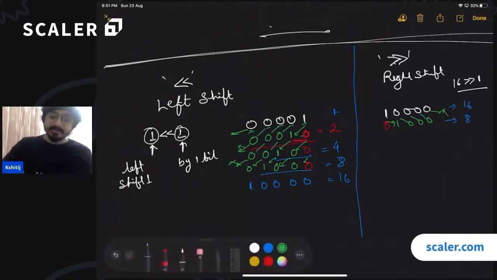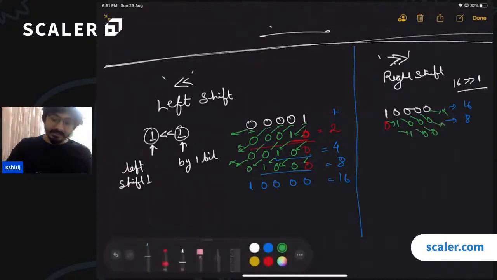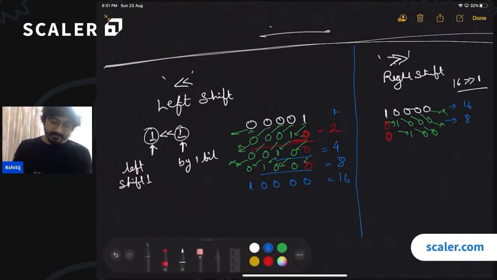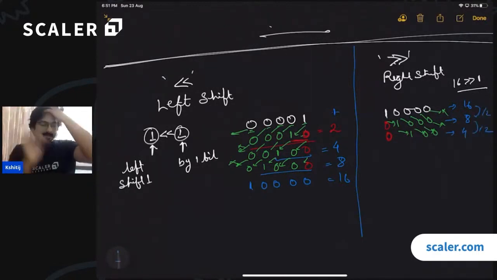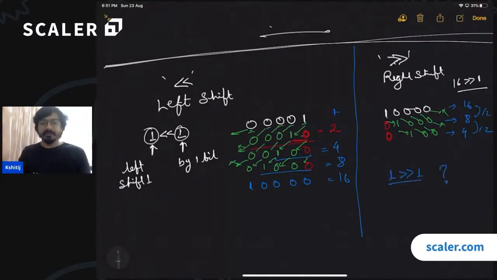In the next iteration, this 1 will come here, this 0 comes here, this 0 comes here, and this 0 is removed, and again you will be inserting a new 0 in the left end. What is this? This is nothing but 4. So now you can see that you are always dividing by 2, right? So left shift is equivalent to multiplying the number by 2, right shift is equivalent to dividing the number by 2. If, let's say, I do a right shift of 1 by 1 bit position, what will be the answer?